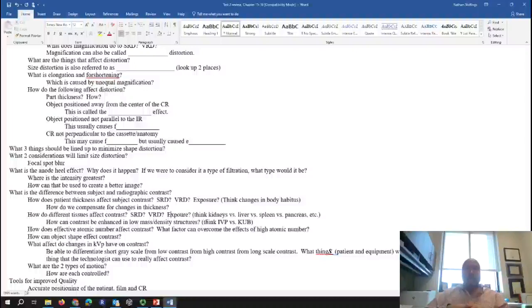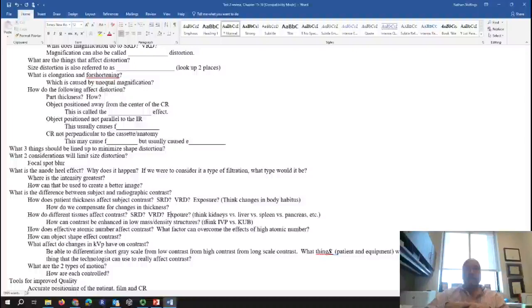Effective atomic number depends on what the tissue type is, but as effective atomic number goes up, you get more absorption in that tissue. It should increase your contrast compared to lower effective atomic numbers.